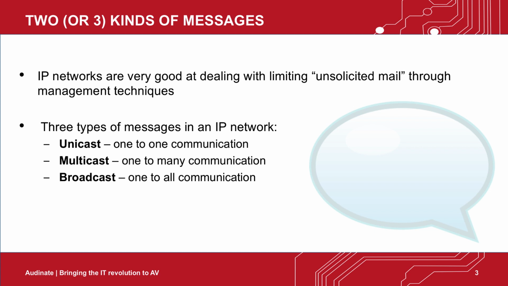There are three types of messages in an IP network. These are unicast, one-to-one communication, multicast, which is one-to-many communication, and broadcast, that's one-to-all communication. By contrast, a TDM network is only really unicast, but through wiring tricks it can be made similar to broadcast. Either way, there's no strict distinction.